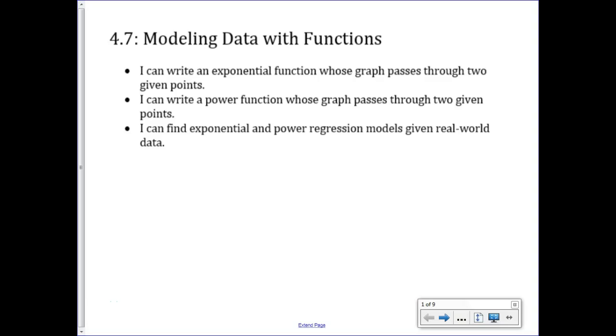Hey guys, today we're looking at modeling data with functions. We're looking at exponential functions and then power functions as well.